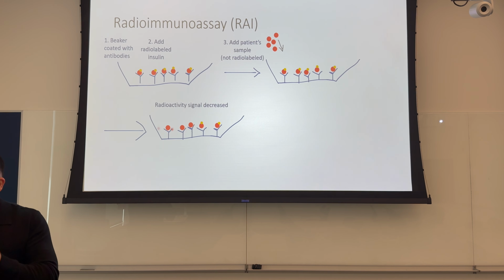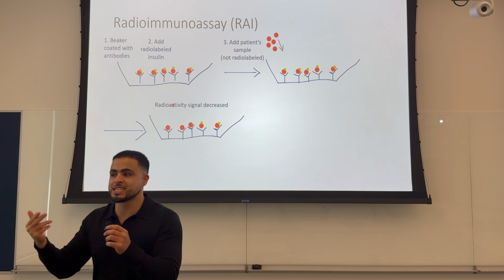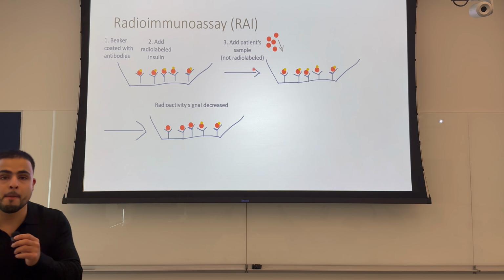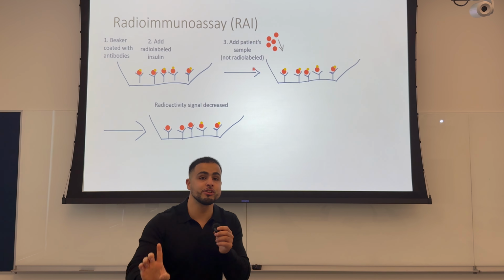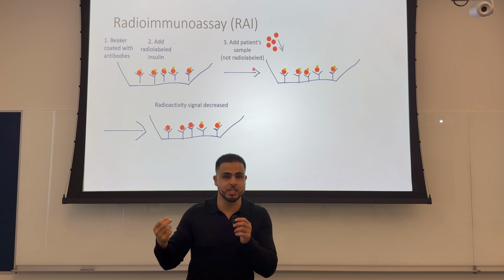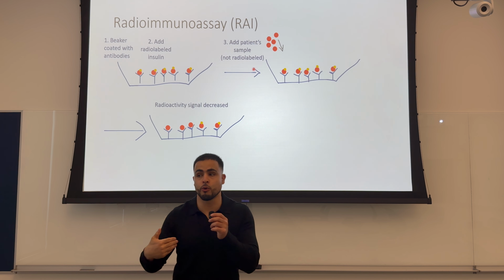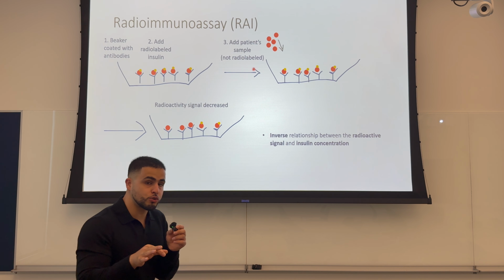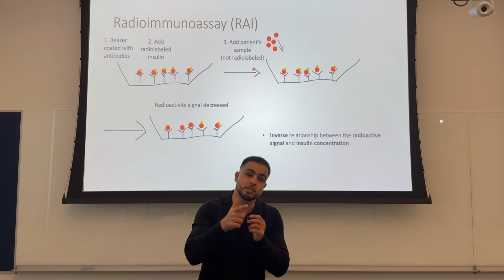What you'll notice is that the radioactive signal decreases. Why is that? Well, because some of the radioactively labeled insulin molecules, proteins, have been displaced from the antibodies by the patient's insulin samples. And the higher the concentration of the patient's insulin, the more radio-labeled insulin will be displaced, and therefore you will have a lower signal. So what does this mean? This means there's an inverse relationship between the radioactive signal and the insulin concentration.